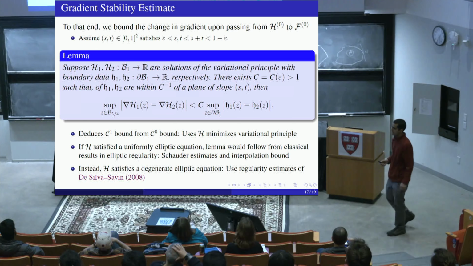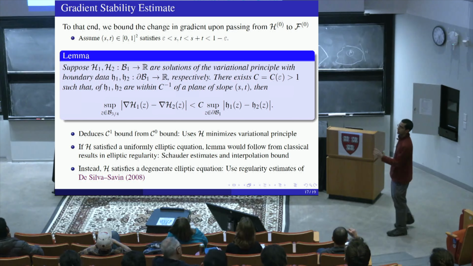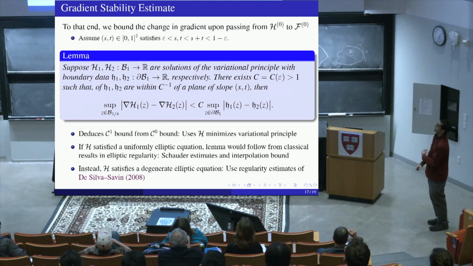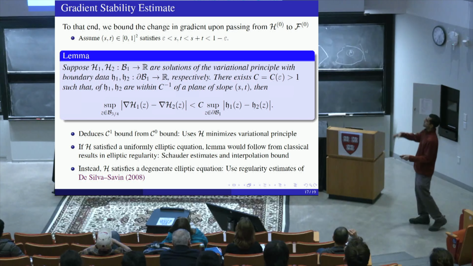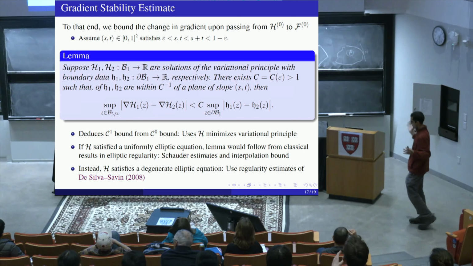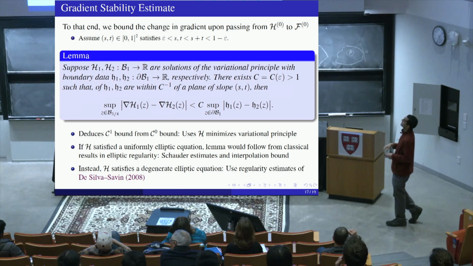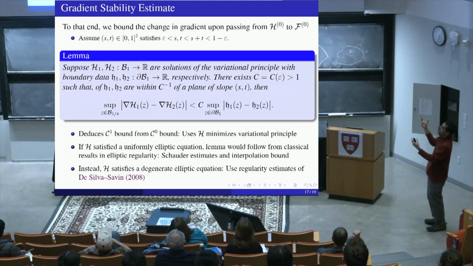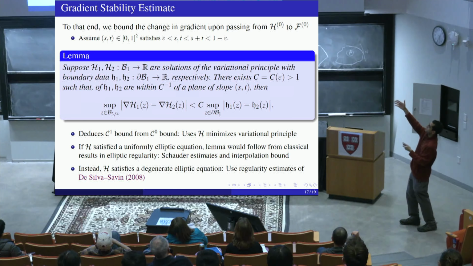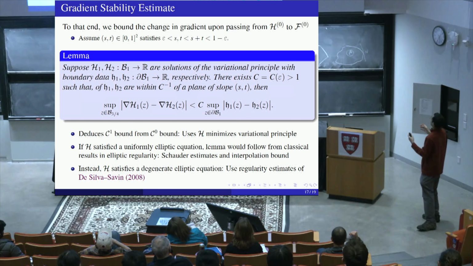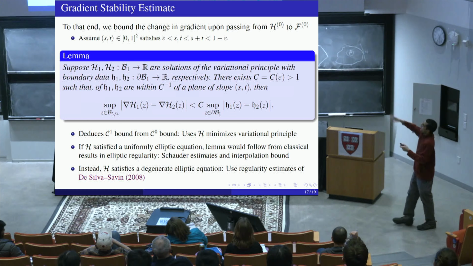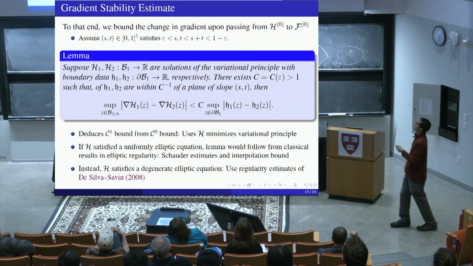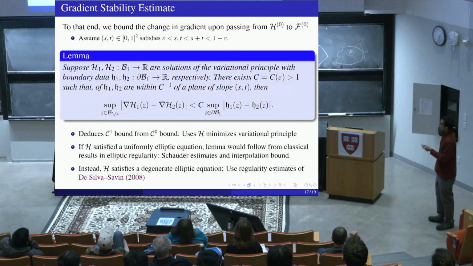So the statement is the following, in this lemma. I suppose that h1 and h2 are two solutions of the variational principle with boundary conditions h1 and h2. Again, you can completely forget about tilings for now. Then there exists a constant c, which depends on how liquid you are. I impose that s, t, and s plus t are strictly between 0 and 1. It will depend on how close you are, how degenerate you are, basically, so that the following holds.